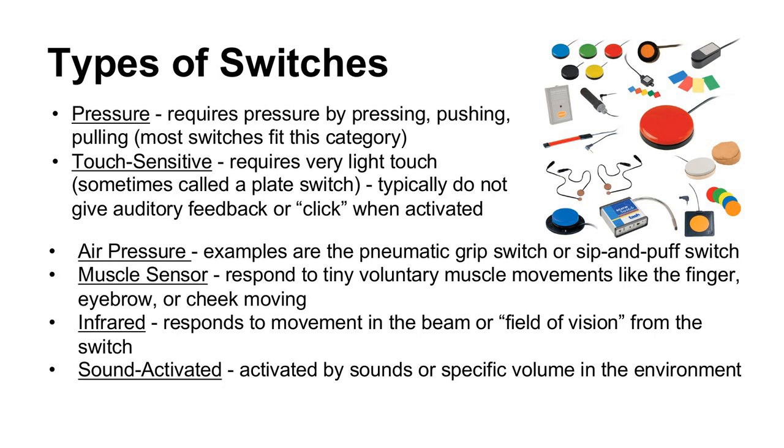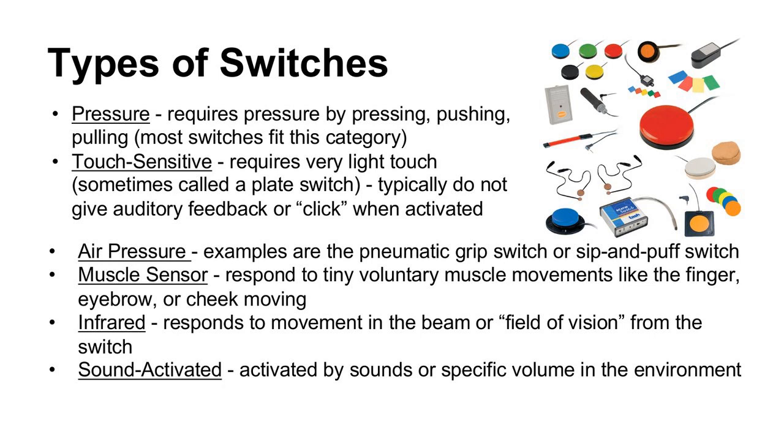Air pressure switches are the pneumatic grip switch that you squeeze and release to activate, or a sip and puff where they just suck in and blow into a switch. A lot of people use these more with power chairs. You'll see them run with a sip and puff switch. So air pressure ones are more of a specialty switch, but I just wanted you to be aware of those.